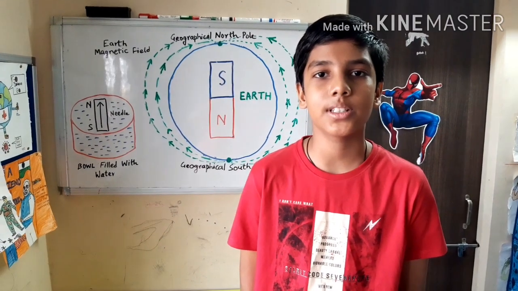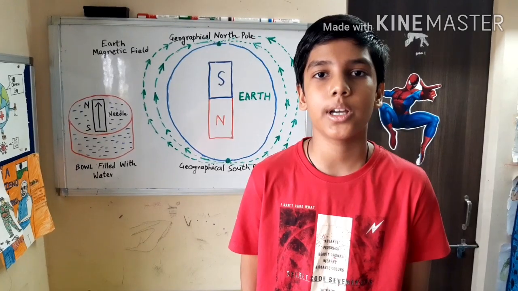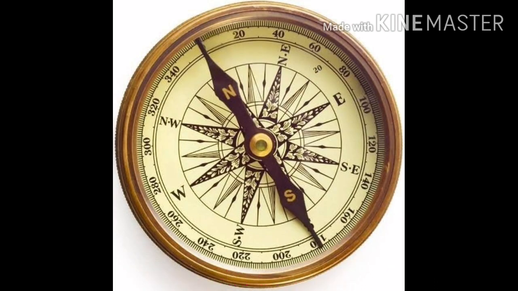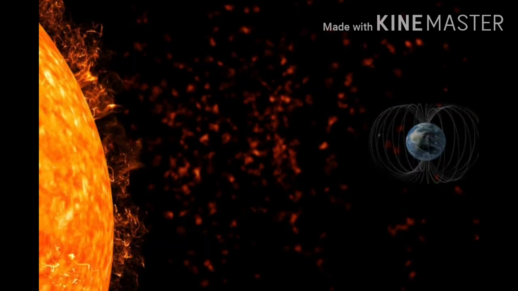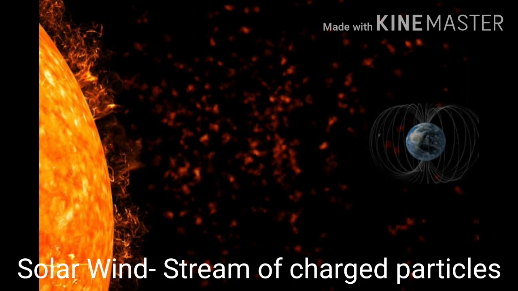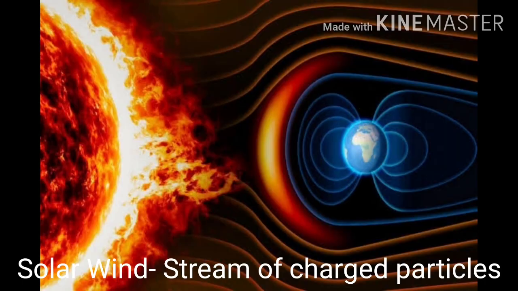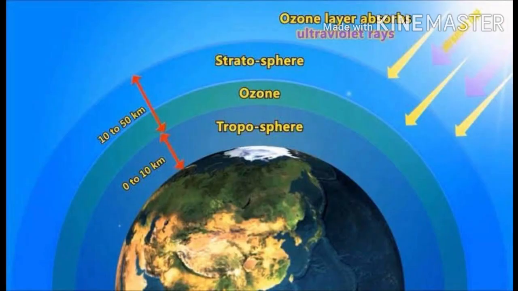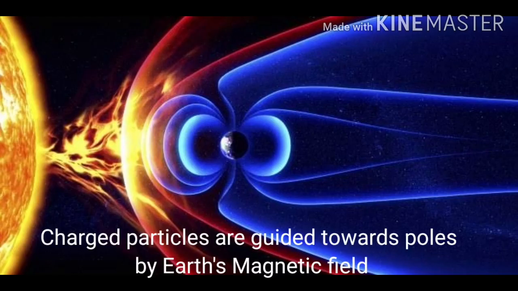Friends, now we will discuss the significance of the Earth's magnetic field. Earth's magnetism is used in compasses which are extensively used for navigation purposes. Earth's magnetic field also deflects most of the solar wind, which is actually stream of charged particles ejected from the surface of the sun. If these charged particles enter the Earth's atmosphere, it will destroy ozone layer which protects us from ultraviolet radiations. These particles are guided towards poles by Earth's magnetic field.